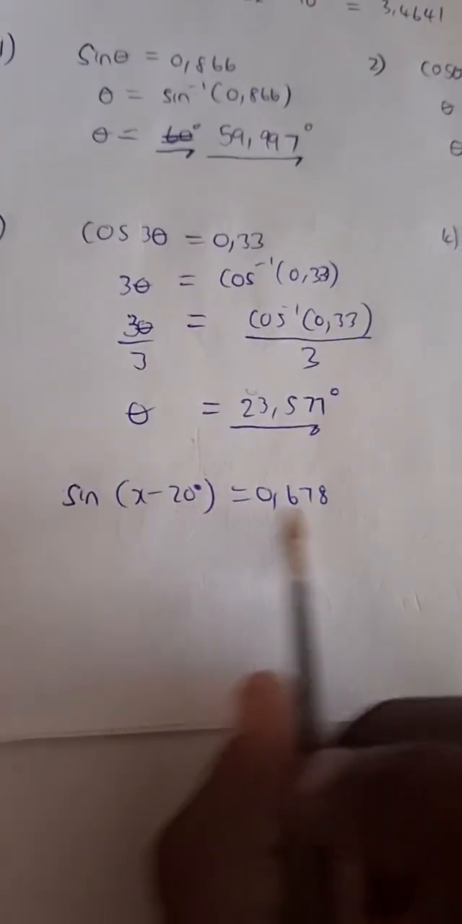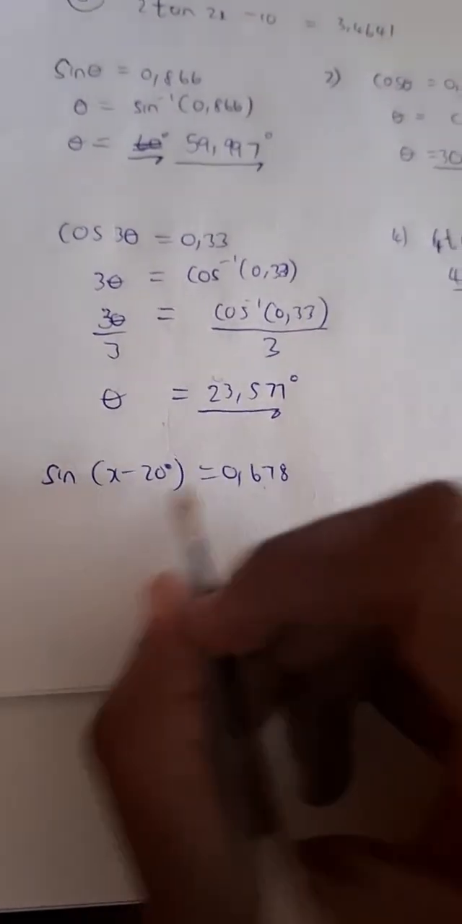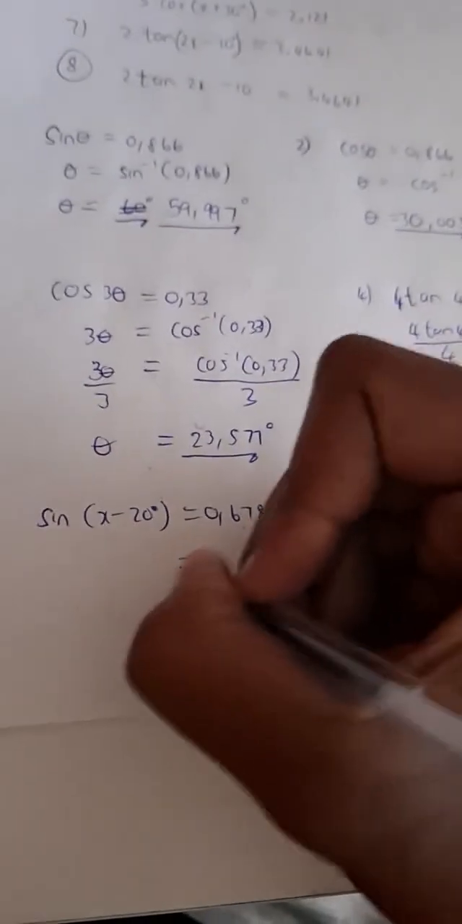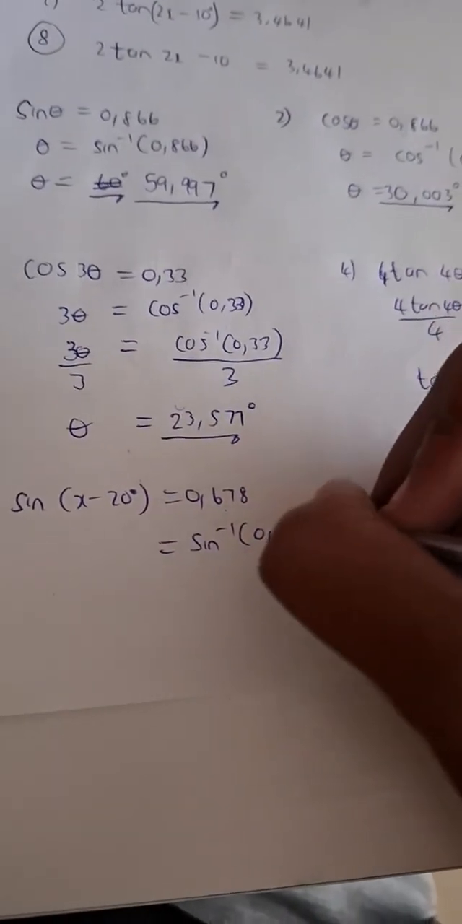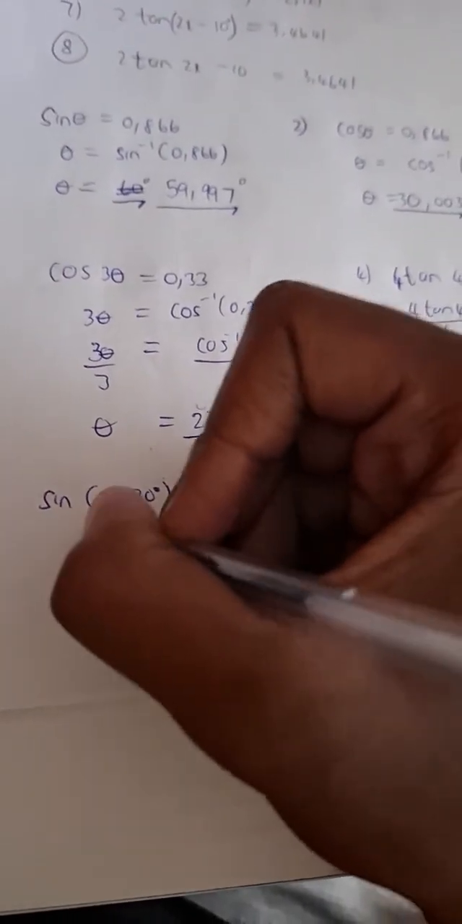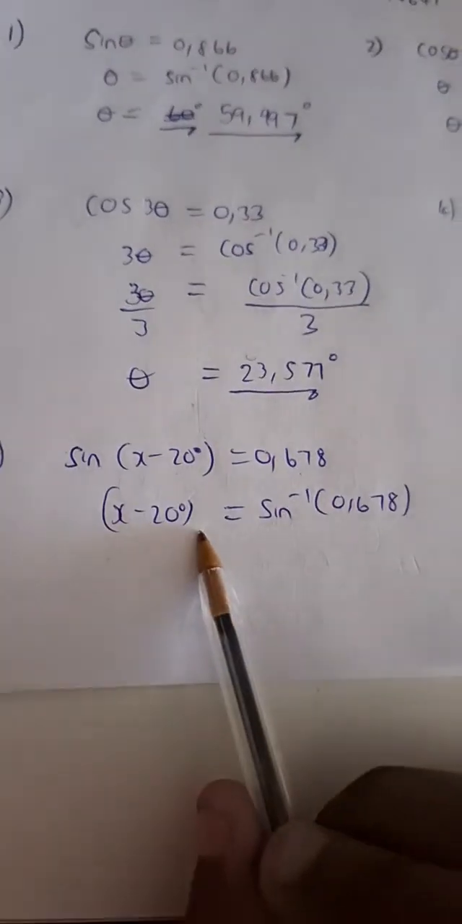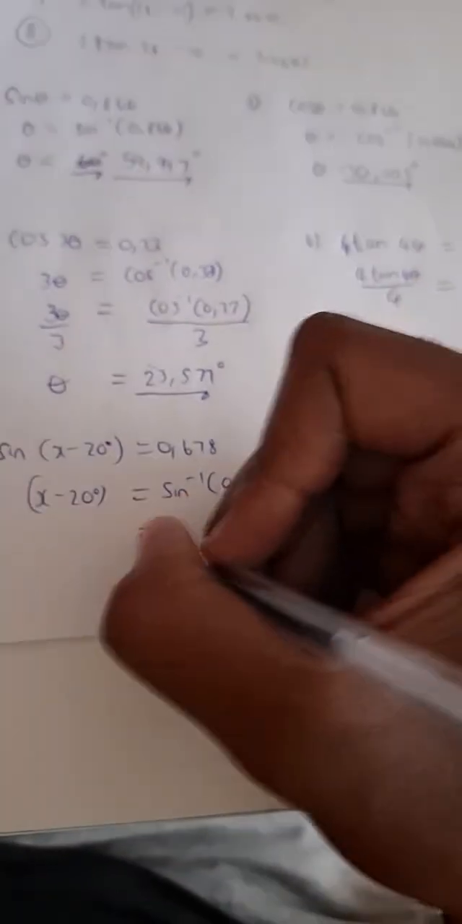So sine of x minus 20 degrees is equal to 0.678. We know that the trig ratio is there. There's the angle there, it's compound. So once again, we take the arc of sine on the right hand side, and then x minus 20 degrees on the left is now isolated. Then we evaluate this.